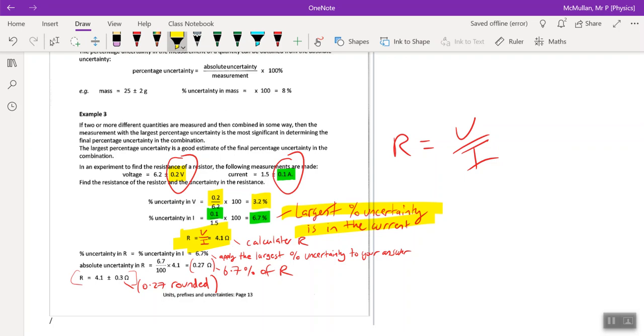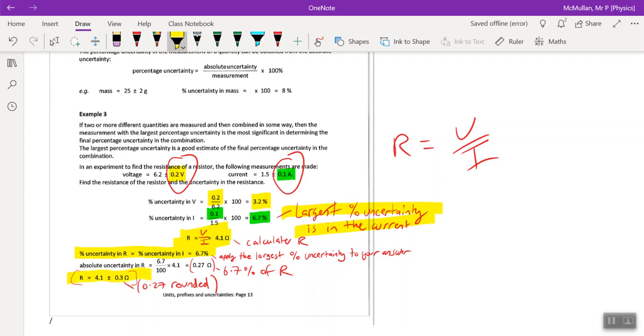So 6.7% is our final answer for our uncertainty. 6.7% of the resistance is 0.27 ohms. So 4.1 plus or minus, now this is the tricky bit in the notes where they skip a section, 0.3 ohms is our final answer.